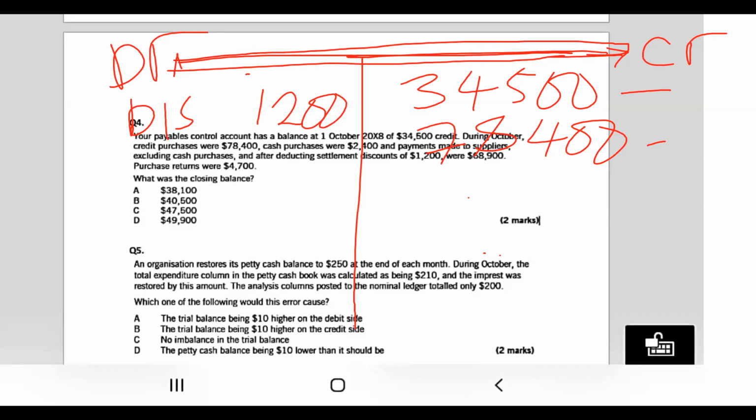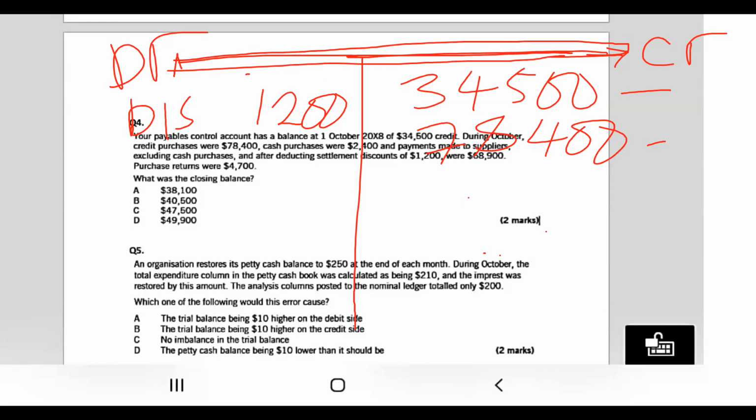Remember, these are payables. You owe those suppliers of yours. So what impact does the discount have on the credit that you have? Does it reduce the credit or increase the credit? It reduces, so you record it on the other side to reduce, right? Which is on the debit side.